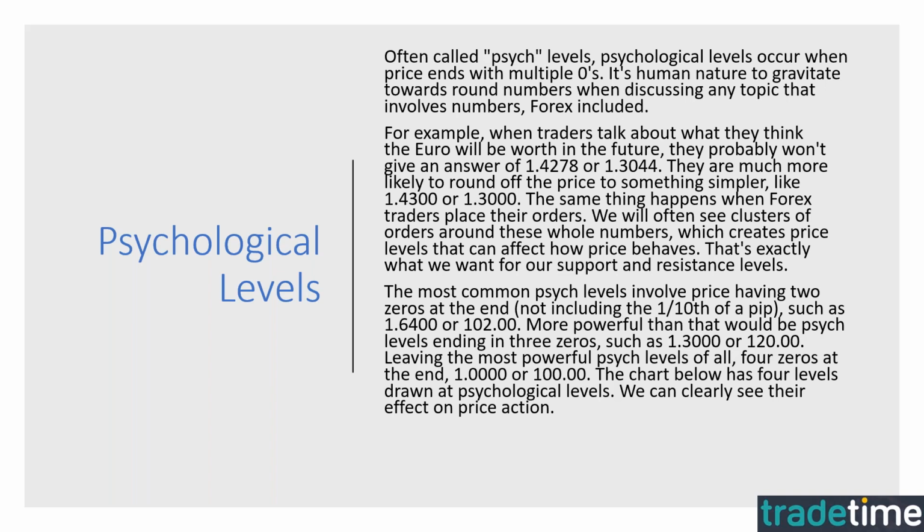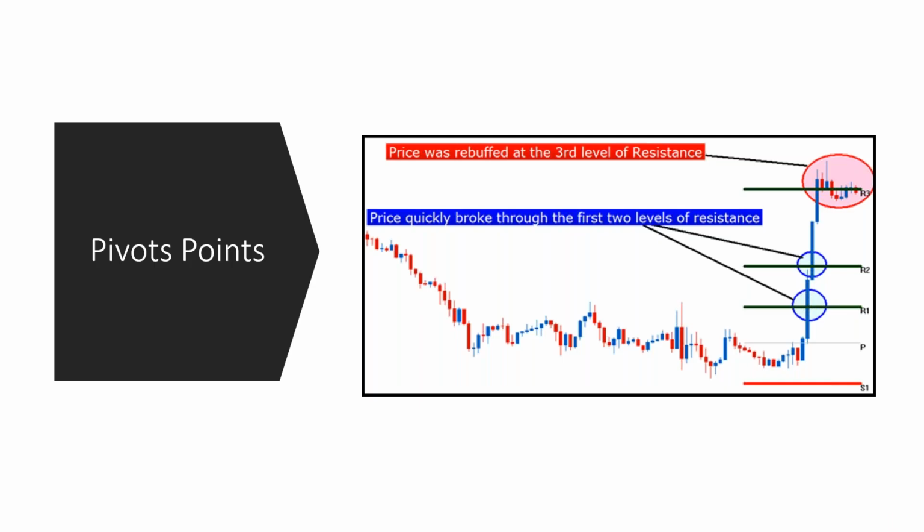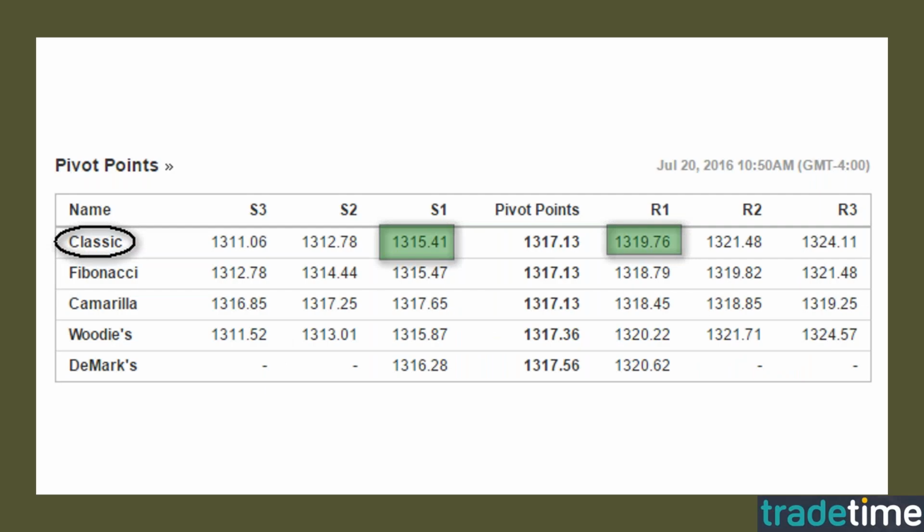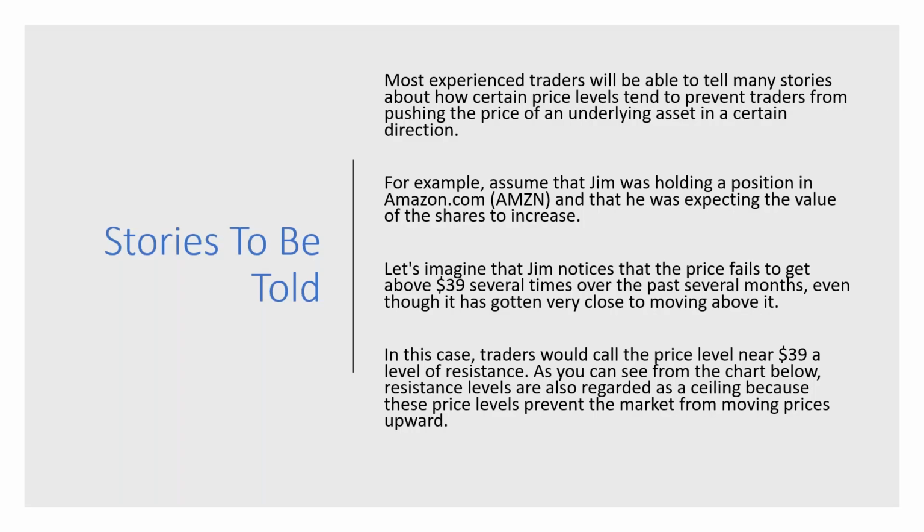Oil, they don't say oil at 52.47, everybody's talking about oil at 52.50. So these can be critically important support and resistance prices also. And so we also talked about pivot points, and I showed you how to get them on your charts. So most experienced traders will be able to tell you many stories about a certain price level tending to prevent traders from pushing the price of an underlying asset in a certain direction.